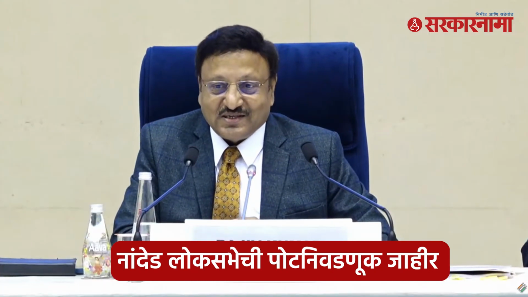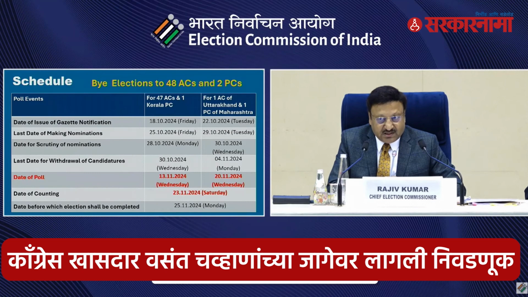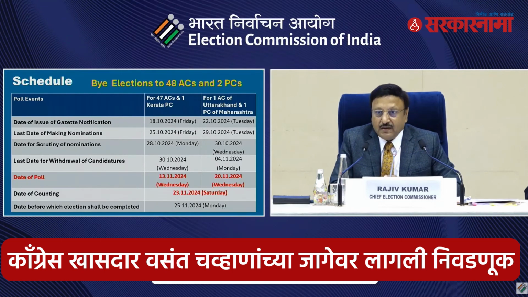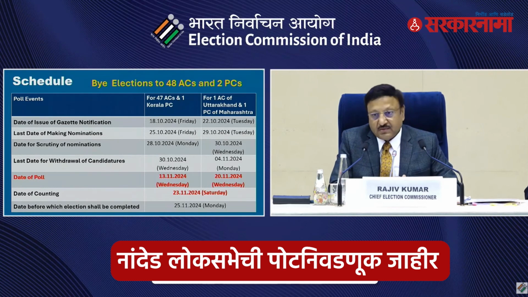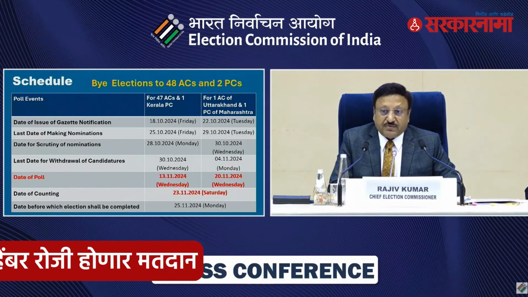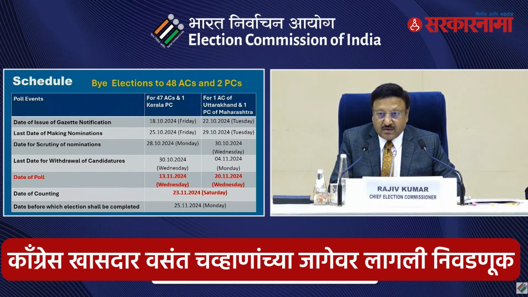We have 48 ACs and 2 PCs in 15 states. They will also undergo the elections this time. All the 48 ACs and 2 PCs, the schedule would be like this. All except one AC and one PC, where because of the festivities and some reason, all 47 ACs and one PC of Kerala would undergo the election along with phase one of Jharkhand.